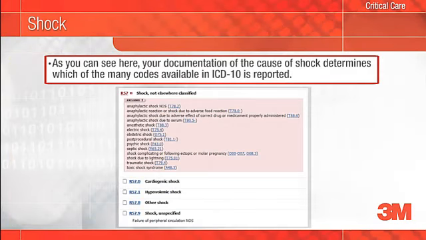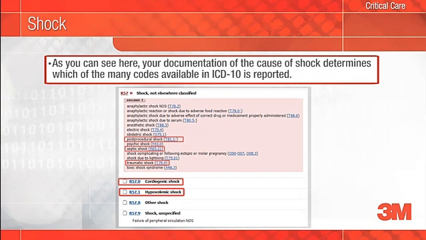There's not much new with shock in ICD-10. However, it is important to specify the type of shock your patient may experience, such as cardiogenic, hypovolemic, post-procedural, post-traumatic, or septic. The documentation of these conditions gives a more accurate picture of your patient's severity of illness and risk of mortality.